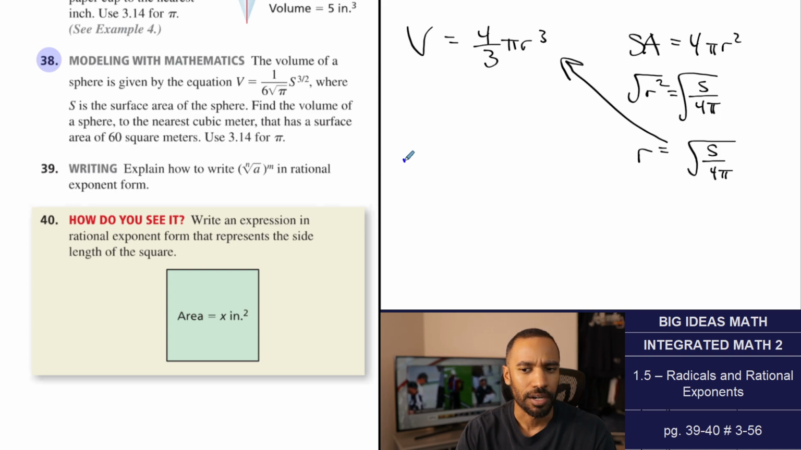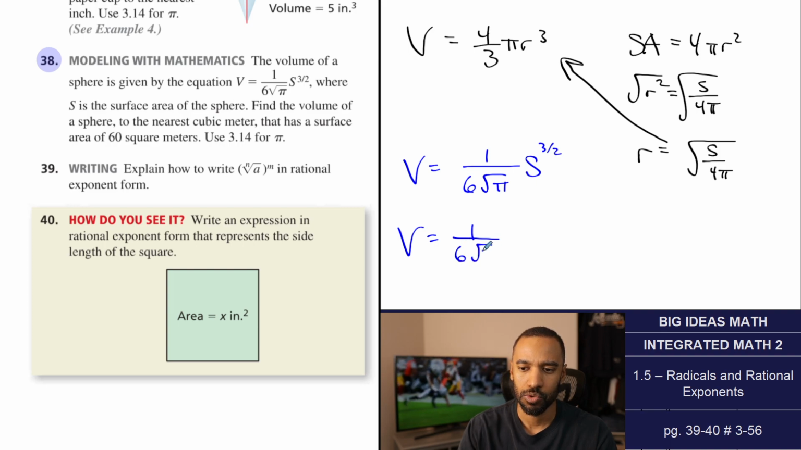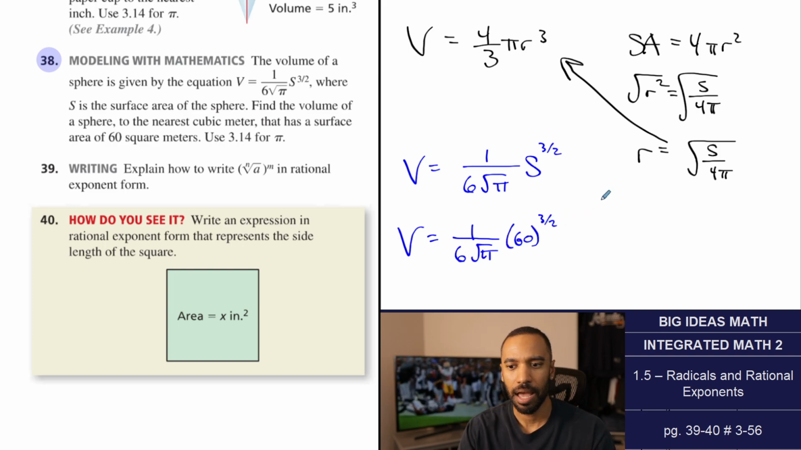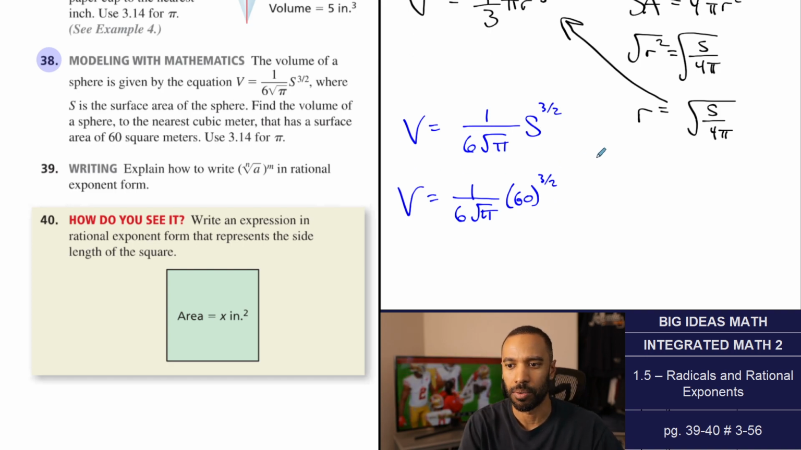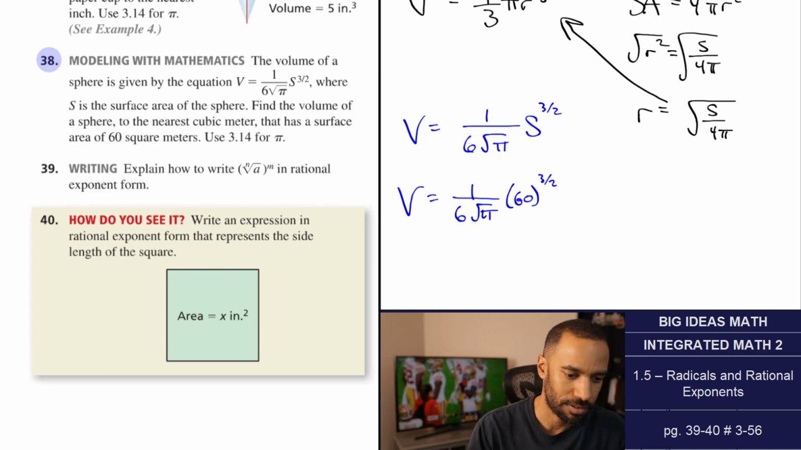So what are we doing here? Volume is 1 over 6 root pi times the surface area to the 3/2 power. So 1 over 6 root pi times 60 to the 3/2 power. And I'm going straight to the calculator. I don't know the square root of 60, and the rest of it I'm going to have to do as well. So going back to there, let's find that.